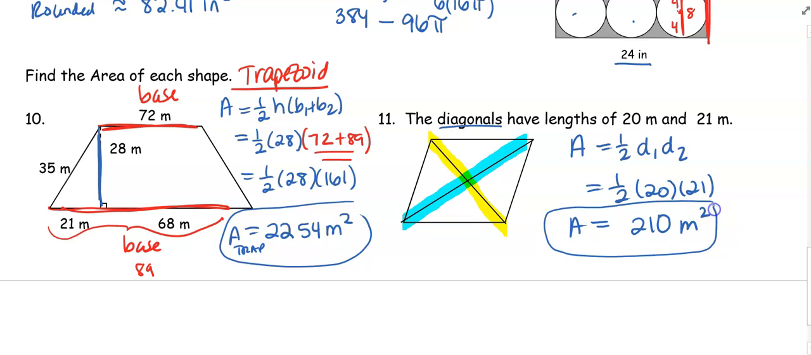I want to make sure that we review the rhombus because we don't usually use the rhombus formula as much when we look at the 3-dimensional objects because there's not a lot of bases that are shaped like the rhombus. So just don't forget that the rhombus and the kite is 1/2 diagonal 1 times diagonal 2.